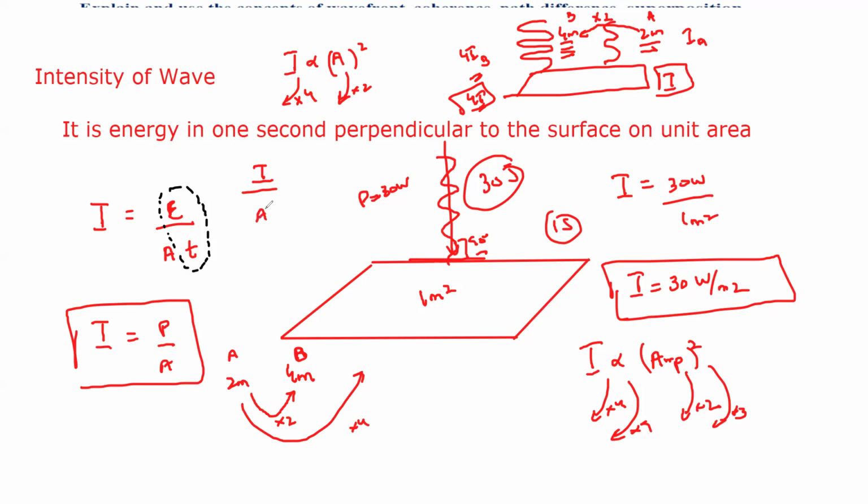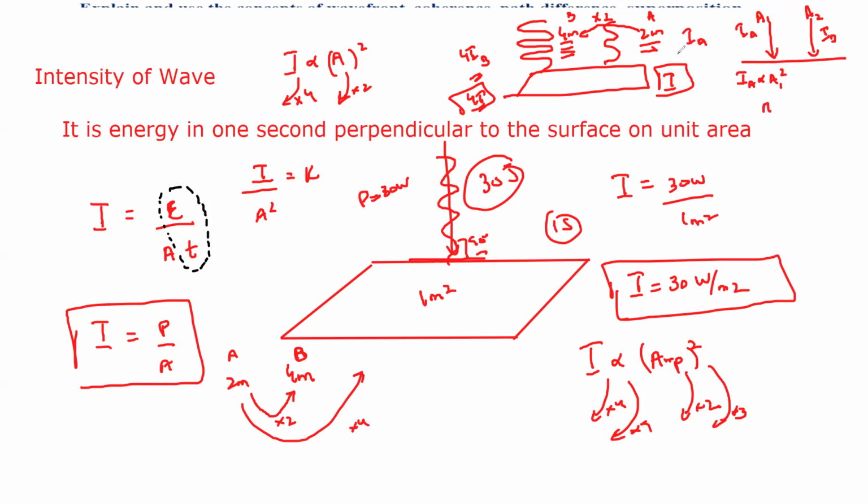Intensity divided by amplitude, because when two quantities are directly proportional, their ratio will be constant. So what is the formula? If we want to compare two waves, say wave A with intensity A, and wave B with intensity B, and they have different amplitudes. Say the amplitude of A is A1 and the amplitude of B is A2. Because if two quantities are directly proportional, the ratio will be constant.